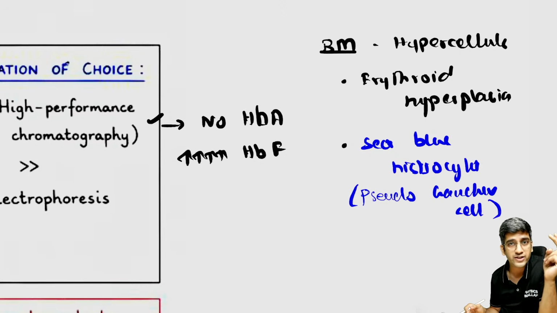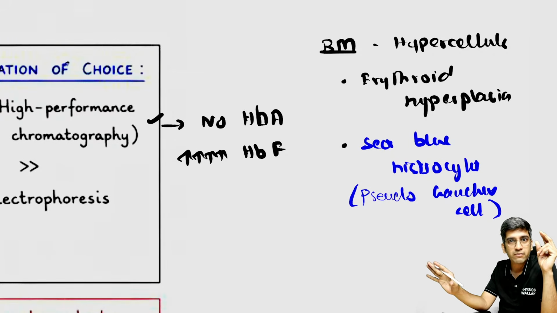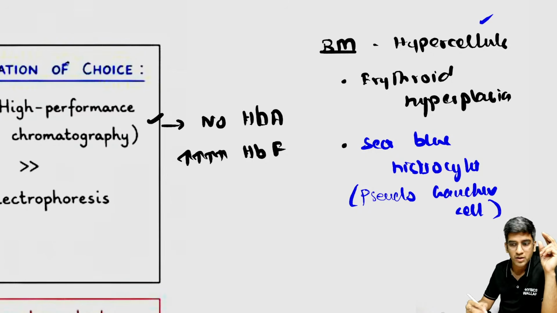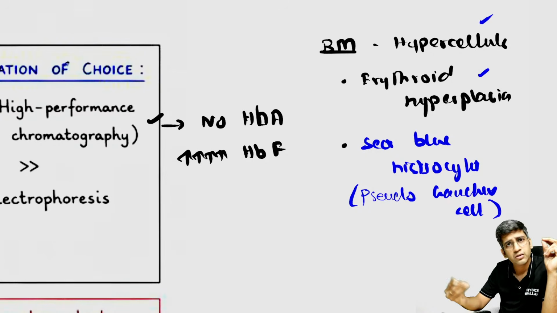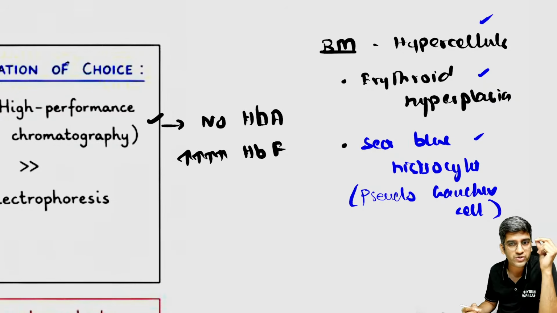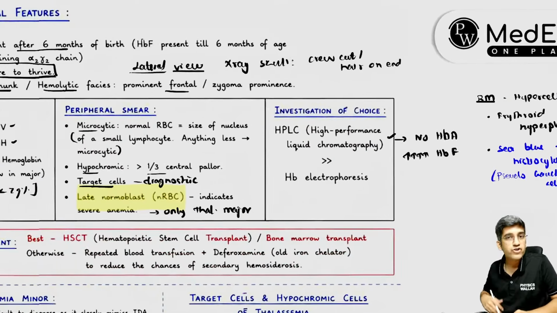Think for 2 seconds, you'll know the answer. Right? I'm having a problem in the RBC. RBC is destroying, bone marrow becomes hyperplastic. Which part of the bone marrow? Erythroid by default. And sea blue histiocyte is an additional finding which might be required, right? Perfect. How do you treat?